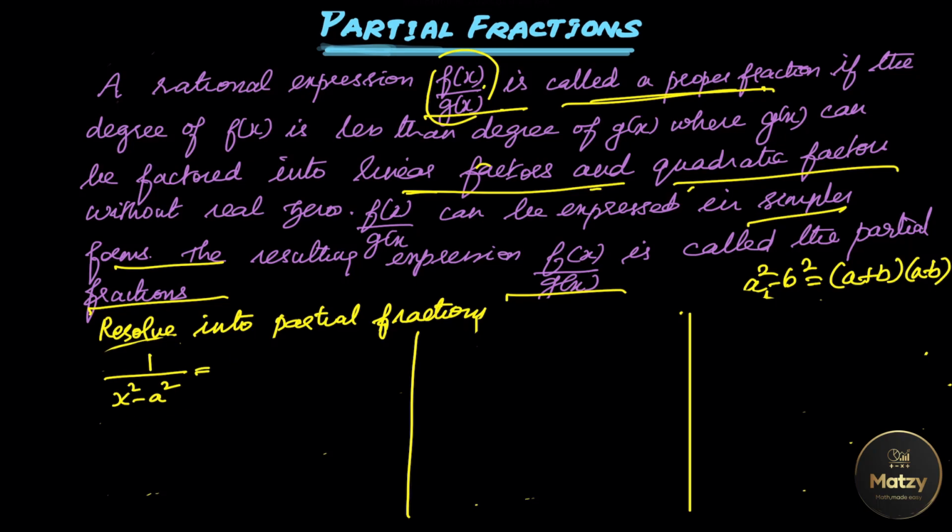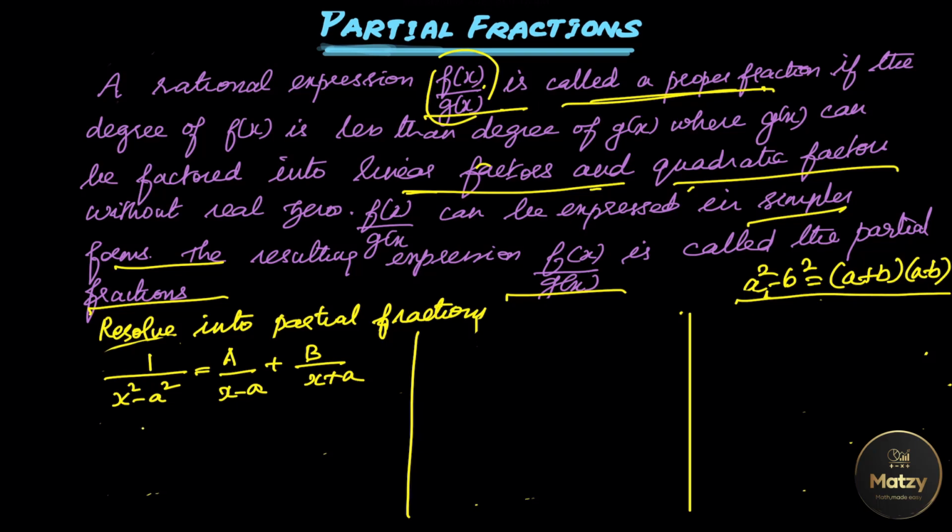X square minus a square is x plus a into x minus a. Because we have the algebraic identity a square minus b square is equal to a plus b into a minus b. So I am using that algebraic identity. I am factorizing, okay. So capital A by x minus a plus capital B over x plus a. Okay. Now what is the LCM? X square minus a square.